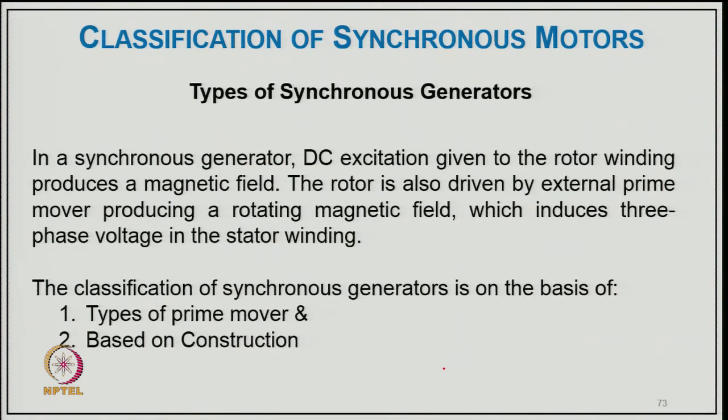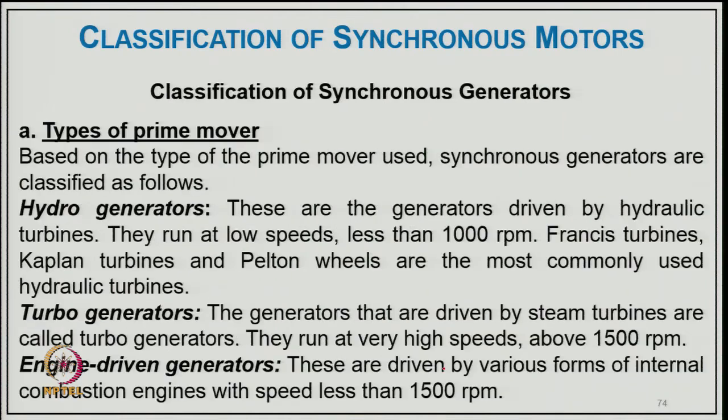Now, coming to types of synchronous generator. In a synchronous generator, DC excitation given to the rotor field winding produces a magnetic field, and the rotor is driven by an external prime mover producing a rotary magnetic field which induces 3 phase voltage in the stator windings. The classification of synchronous generators is on the basis of the type of prime mover and based on construction.